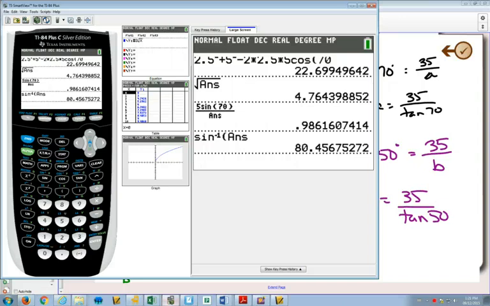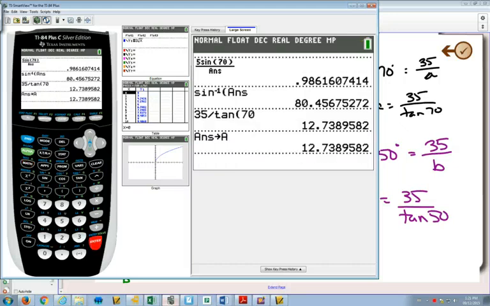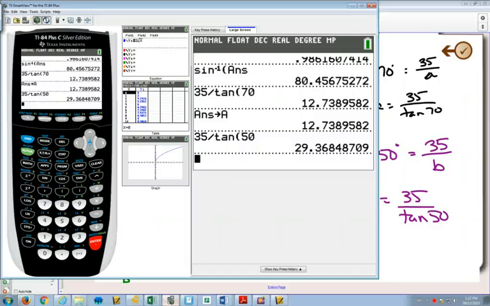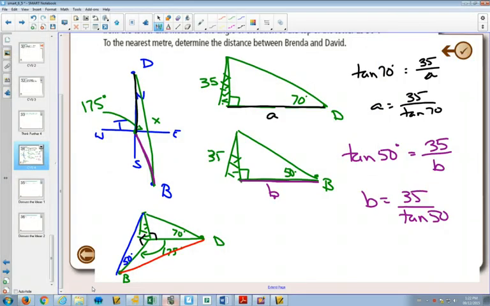I'm going to figure out the first one, which was 35 divided by tan 70. That's 12.738. I'm going to store that as A because that's the letter I chose for it. So I'll remember later that I've got 12.738 stored as A. And if I do 35 divided by tan of 50, 29.36, I can store that one as B. So I've got 12.7 and 29.4. And we can label those on here. So now I know this length is 29.4 and this length is 12.7.